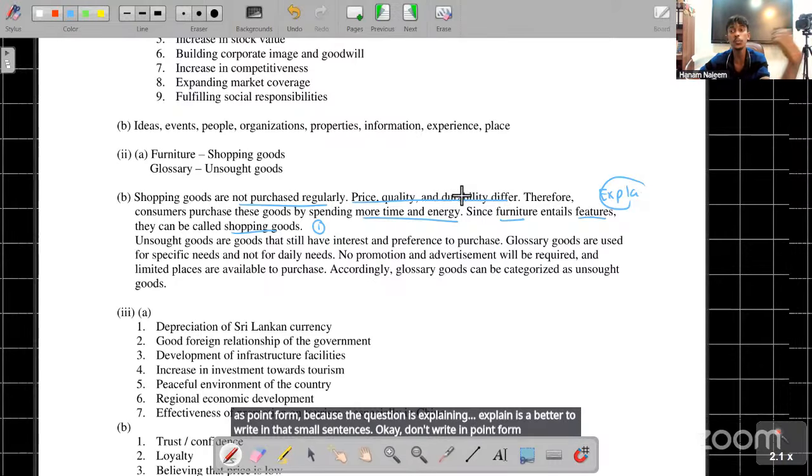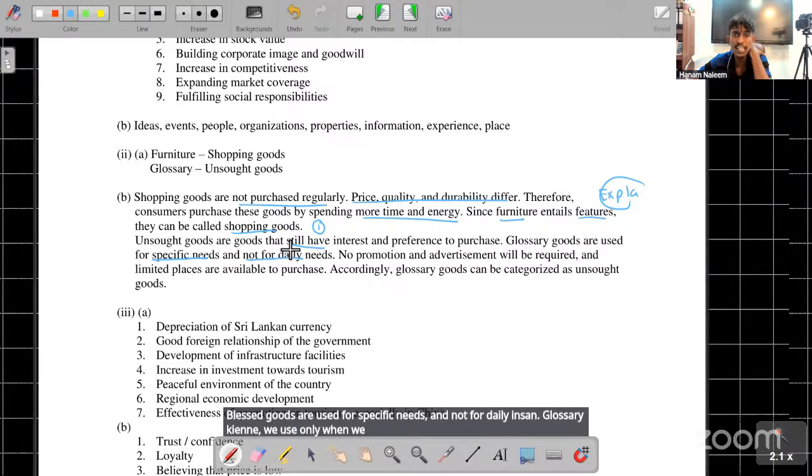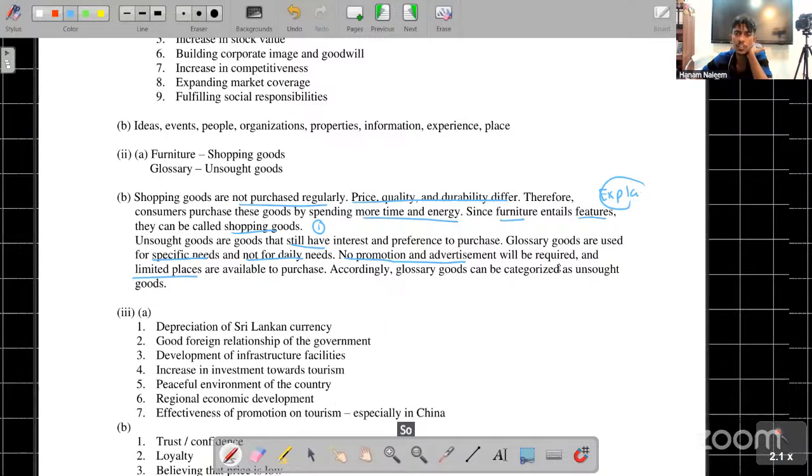Now, for unsought goods, we will write the features. Unsought goods are goods that customers still have no interest in and preference to purchase. Unsought goods are used for specific needs and not for daily needs. We use them only when we need them and not for daily consumption. No promotion or advertisement. Yes, we don't do any promotion. And limited space. Yes, only limited places are there where they sell these unsought goods. So because of that, they are unsought goods.